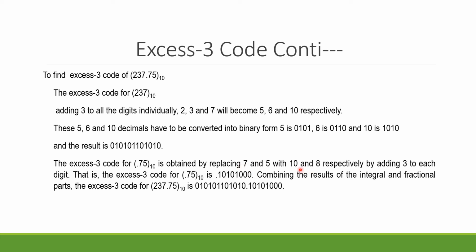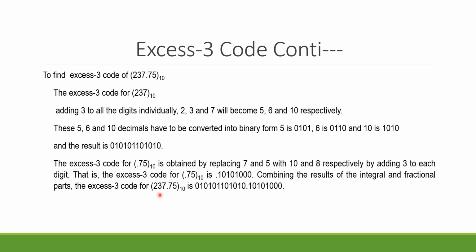Similarly, for 75 we obtain the XS3 code by simply adding 3 to these two digits: 7 turns to 10 and 5 becomes 8. Okay, when we add 3 to 7 and 5, it becomes 10 and 8. Now we find the 4-bit binary number for 10 and for 8. For 10 it is 1010 and for 8 it is 1000, and we combine these. So for 75 it is 10101000. So this is for 0.75, and earlier we found the result for 237.